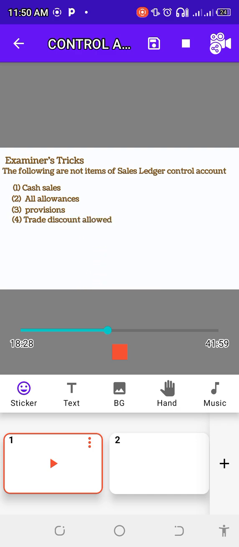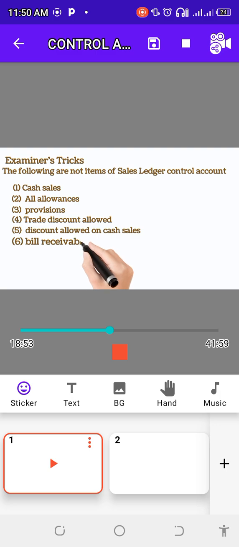All allowances should be ignored in the Sales Ledger control account. They are not to be recorded, including all provisions. All provisions, all allowances are not to be taken into cognizance. Trade discounts. The trade discounts are quantity discounts to encourage the customers to buy in large quantity. They are not to be taken into cognizance in Sales Ledger control accounts.